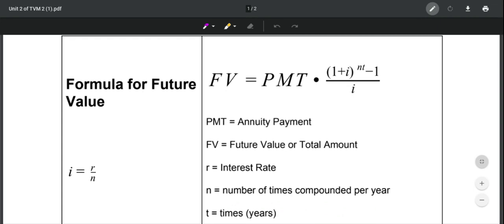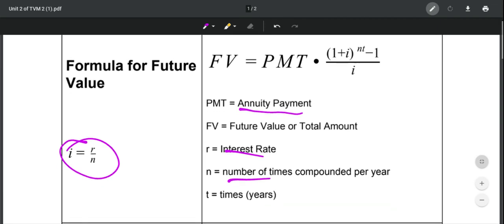So let's look at the formula for future value. With future value, we're going to work some examples of this. They're going to give you the annuity payment, the interest rate, and the number of times it's compounded in a year, and we're also going to keep using this I, which just stands for R over N, the interest rate over the number of times compounded per year. The reason we're doing that is just like we have already looked at. It just simplifies the math.